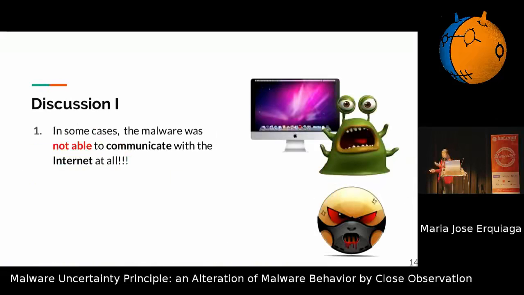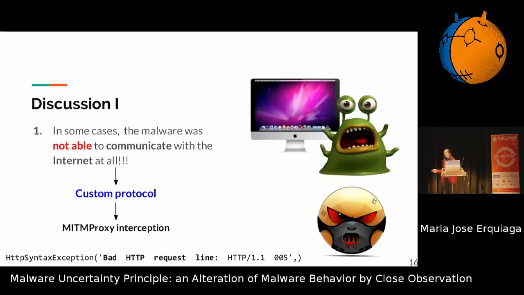So here's the discussion. In some cases, malware could not connect to the internet at all. They weren't able to communicate at all. This was because the malware was using a custom protocol. With the man-in-the-middle proxy interception, the proxy could not understand the protocol, and we were seeing a message of bad request. That didn't happen with the same malware without the MITM proxy interception. That was the difference.